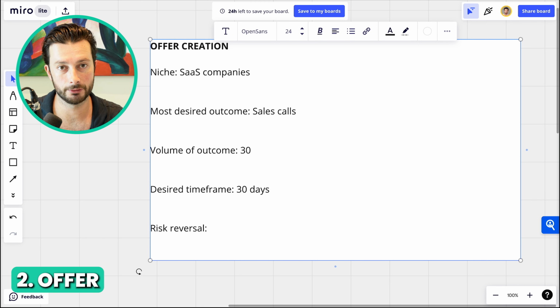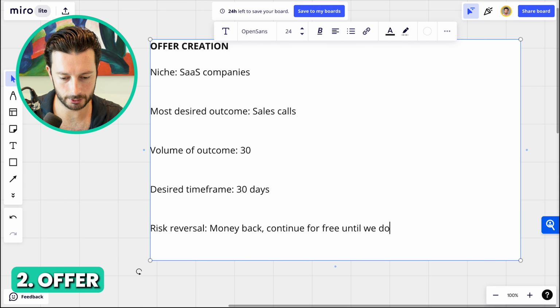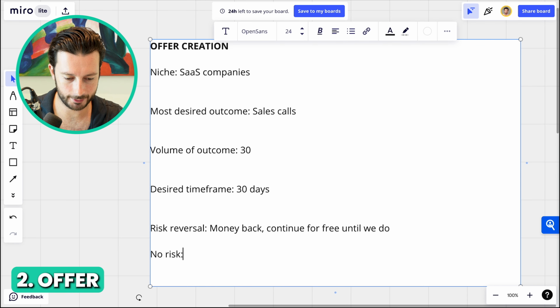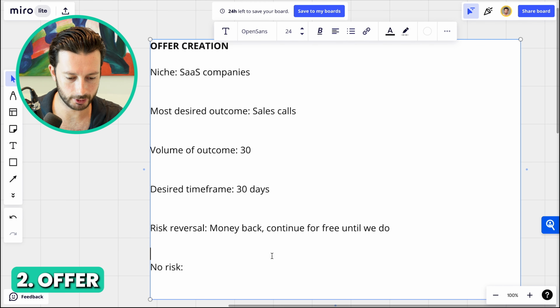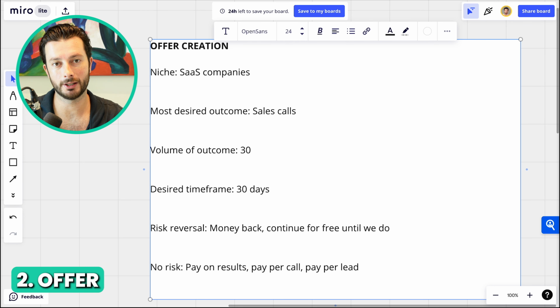Now, there are different types of risk reversal that we can implement here. We can do money back. We can do continue for free until we deliver. Basically, there are a few where we've got risk reversal, and then I'm going to add a different section here where there's no risk at all. The no risk is not that you're taking the risk off the table, but there was never any risk in the first place. And the no risk version of this is pay on results, pay per call, in this example pay per lead. And I really like this form of risk reversal, or should I say no risk.